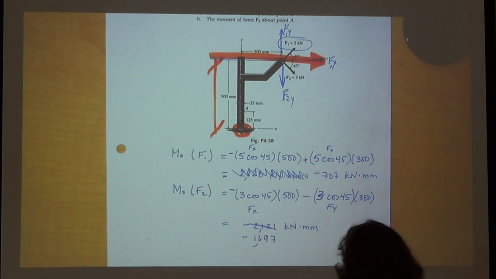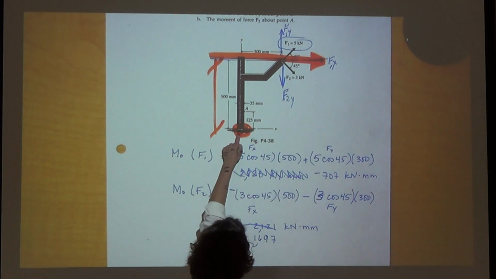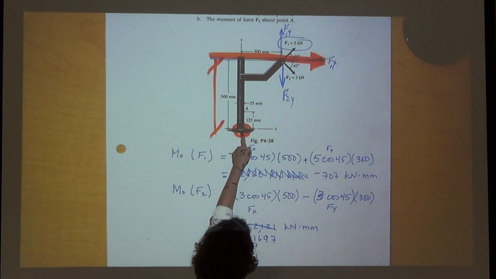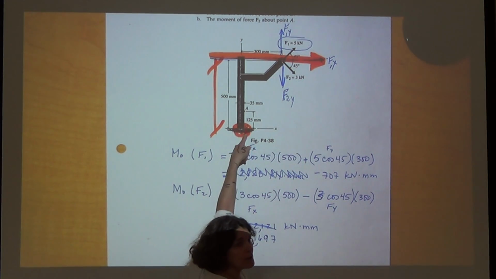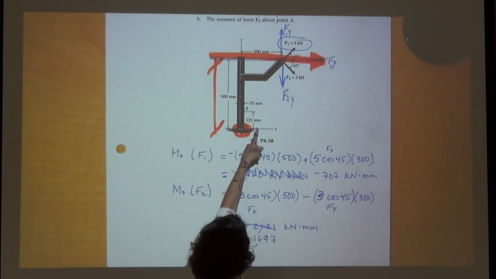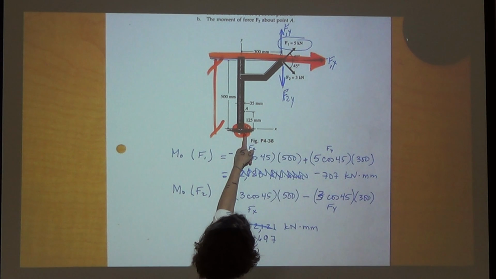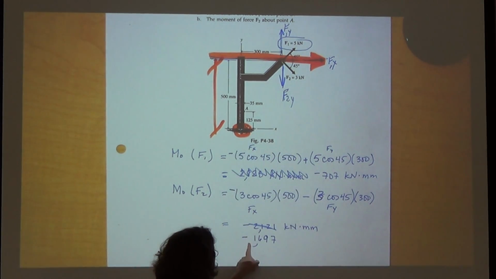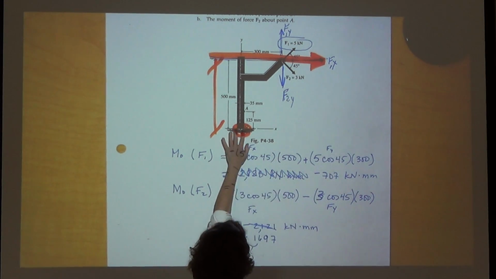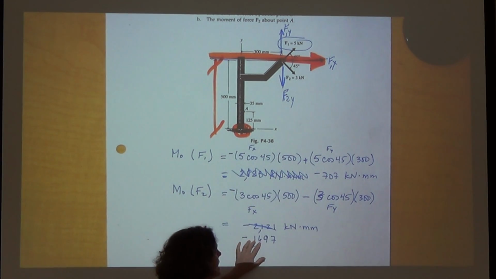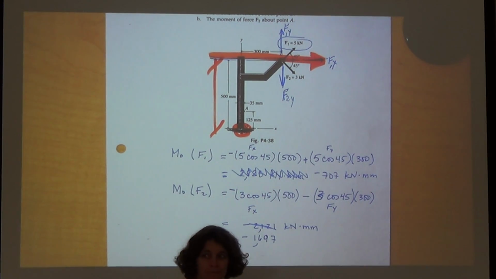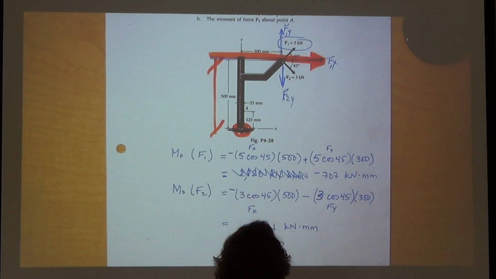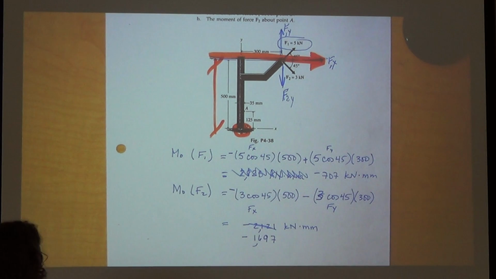Okay? In the end, this bar, the system of bars here is connected to the floor in some manner, some kind of connection. We haven't learned a lot about connections yet. So that's what's preventing it from spinning. So when we calculate a moment of negative, let's say, 1700 kilonewtons millimeter, this connection right here has to withstand that. Because if it doesn't, it's going to tip over. Okay? So let's just go back and look at this problem.